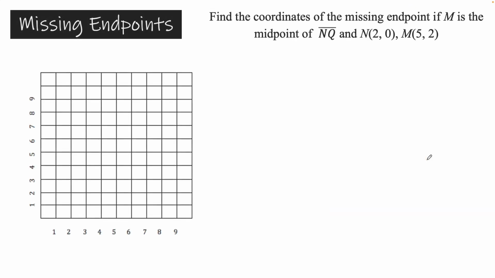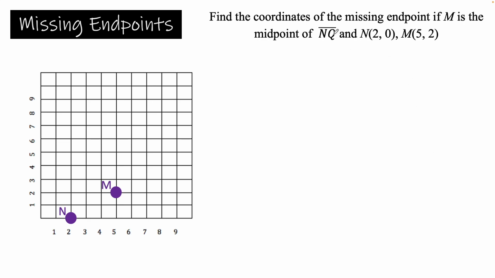Let's try looking at this from a different direction. This one says, find the coordinates of the missing endpoint if M is the midpoint of NQ and N is the point (2, 0) and M is the point (5, 2). I know it sounds like alphabet soup, but let's see the information we have so far. We've got that N is at (2, 0), so I'm going to plot that. We've got M is (5, 2). So I've got my 2 points plotted.